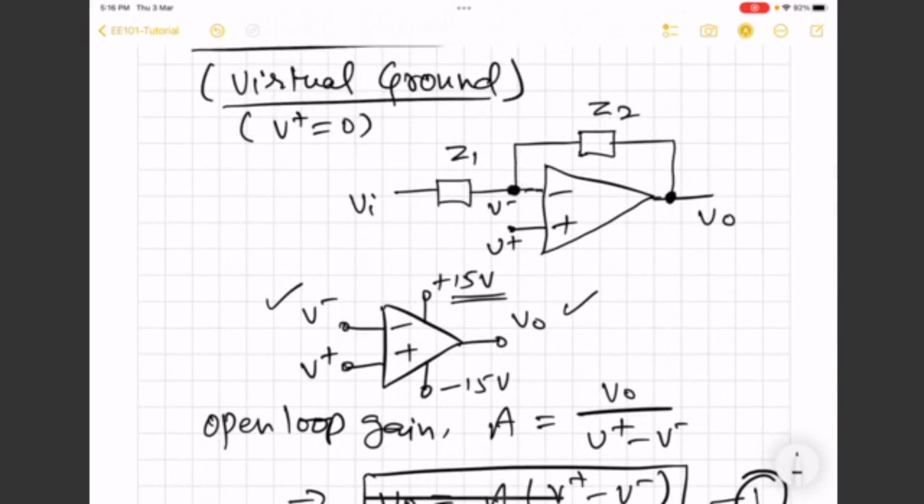So here we see that there are three paths meeting at V minus, one from input, another from output, and one to the V minus terminal of the op-amp. But in the ideal op-amp, it is assumed that the input impedance is infinite. That means there is no current which enters into the op-amp. So these currents, I minus and I plus, are zero.